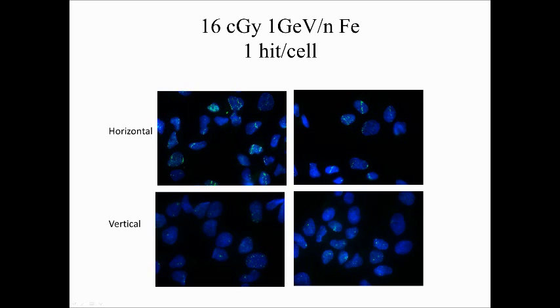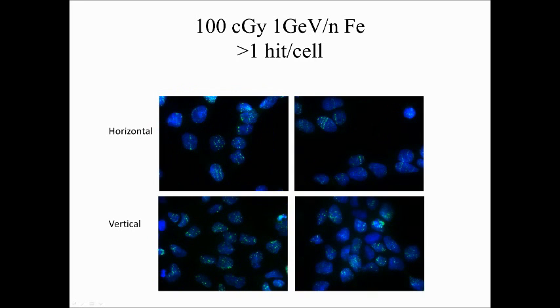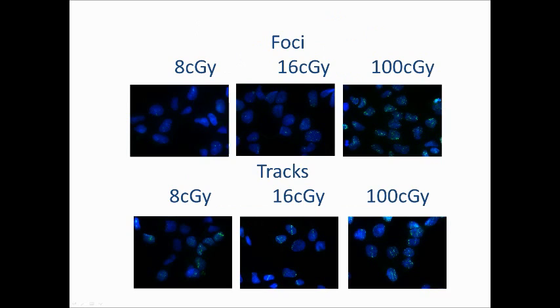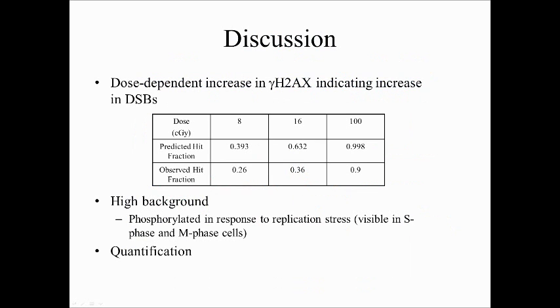You have a distribution, a probability of a hit. But it gives us an idea how you can correlate these hit frequencies with doses. This is 100 centigray, more than a hit per cell, quite clear. And this is the representation of each of the doses in tracks and foci. This is the result at the end: the dose, the predicted hit fraction, and what we actually observe. We measured that, and this is the approximation. It's not so good, but it's close.